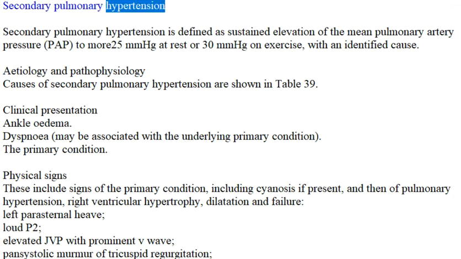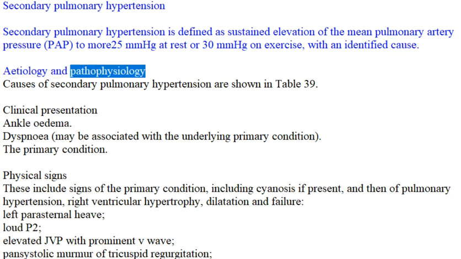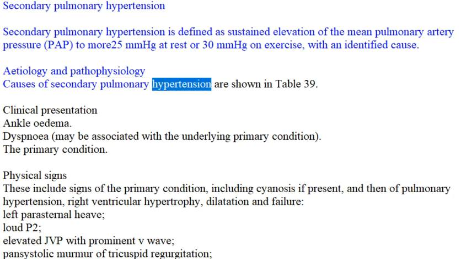Secondary pulmonary hypertension. Secondary pulmonary hypertension is defined as sustained elevation of the mean pulmonary artery pressure, PAP, to more than 25 mmHg at rest or 30 mmHg on exercise, with an identified cause. Etiology and pathophysiology. Causes of secondary pulmonary hypertension are shown in Table 39.